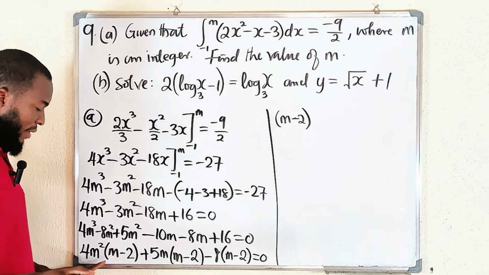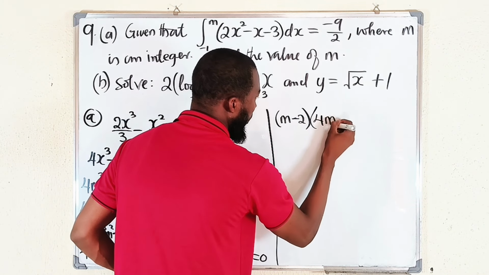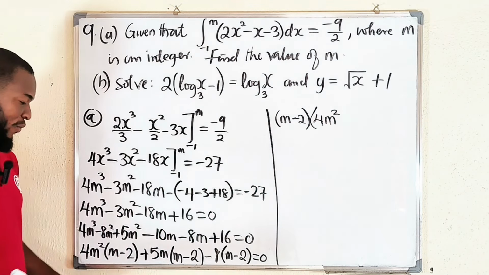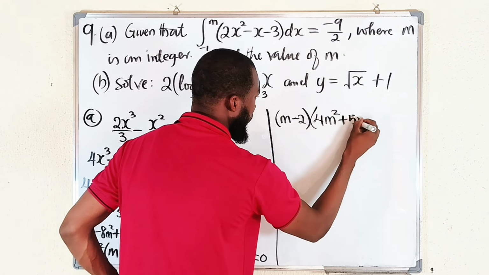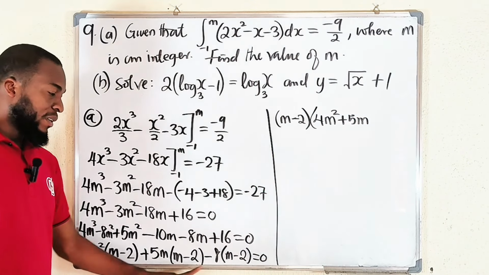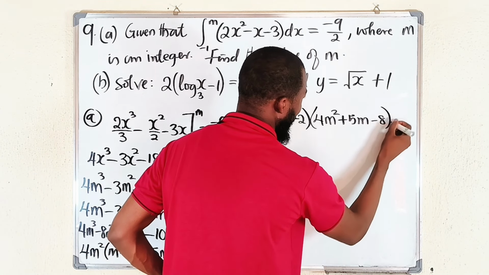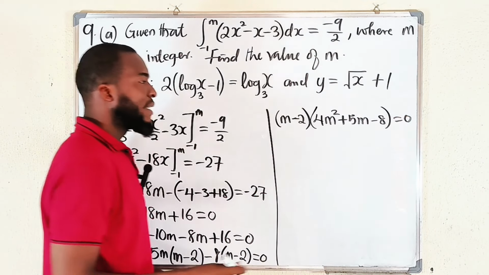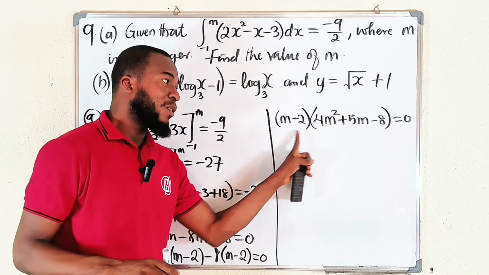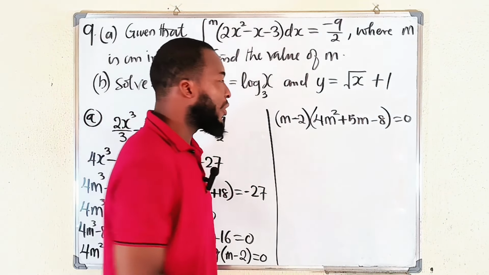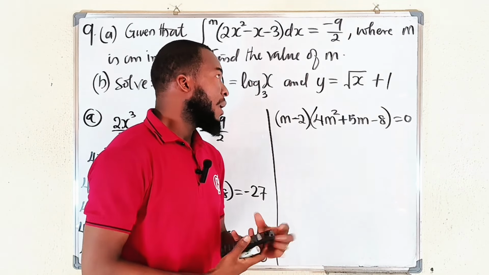The first term, we still have 4m squared. From the second term, we have 5m left. From the third term, we have negative 8. If I'm not mistaken, everything equal to 0. All right. So it is either this equal to 0 or this equal to 0, but do not waste your time here. I have already checked it.